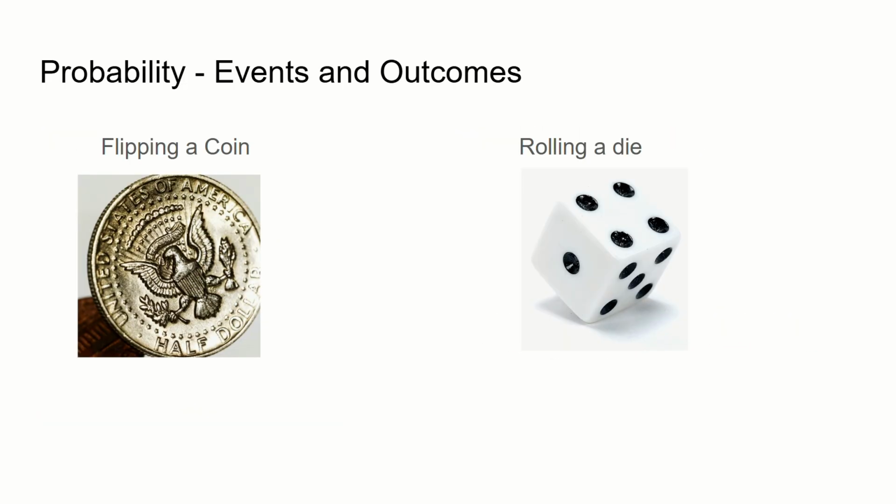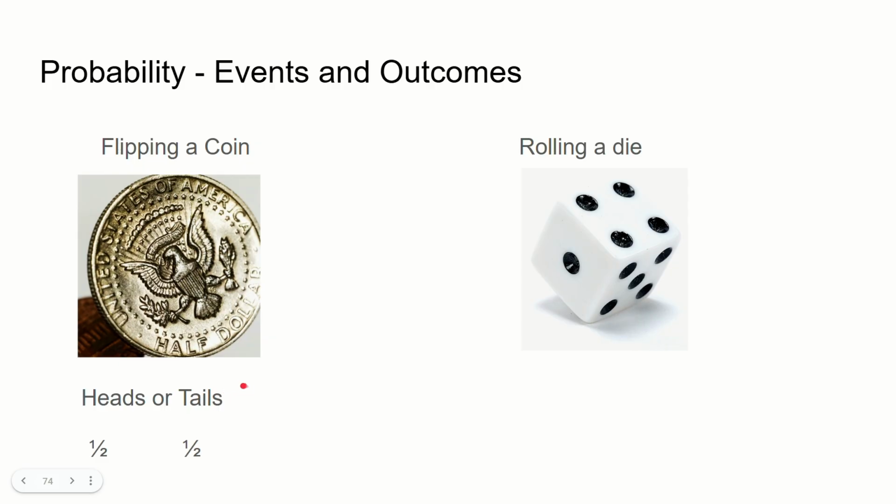First, what are events and outcomes? So an event is something like flipping a coin or rolling a die. It's you do something and then it can have a certain outcome. So for example, an outcome of flipping a coin is landing on heads or landing on tails. The event is flipping a coin and the outcome is landing on heads or tails.